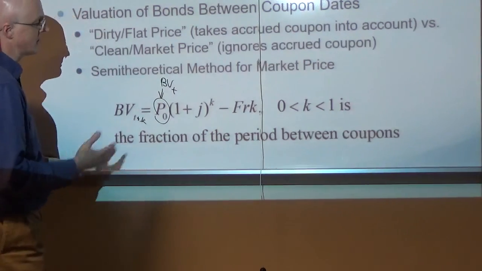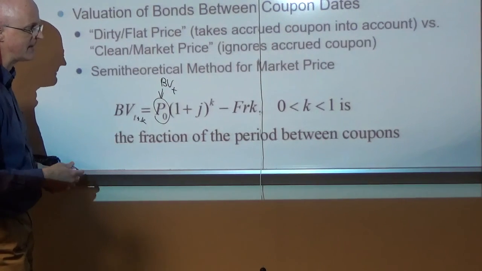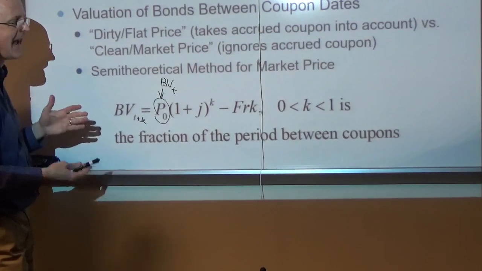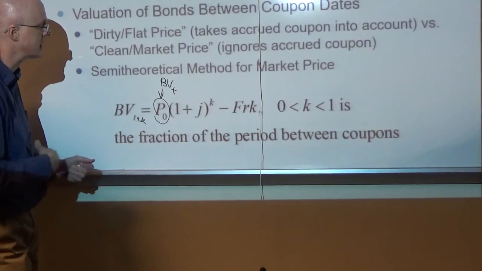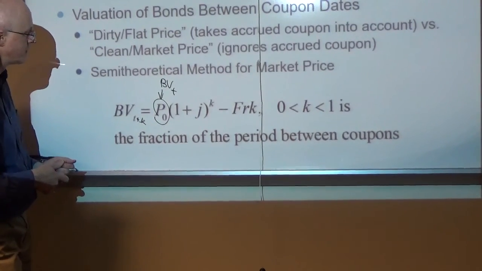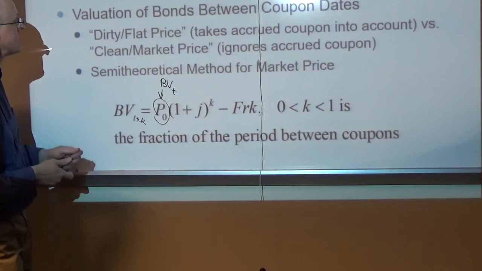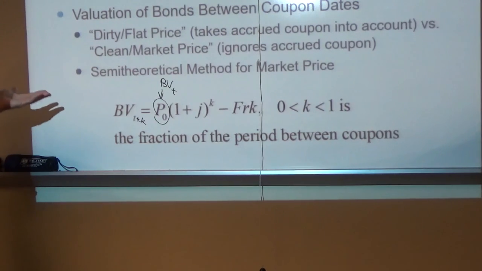You can use this formula. Finding k, you can find with various methods. You can figure it as actual number of days divided by total number of days during the coupon period, during the half year, as the fraction of a year. This is the way to find this market price, this clean price, ignoring the accrued coupon.